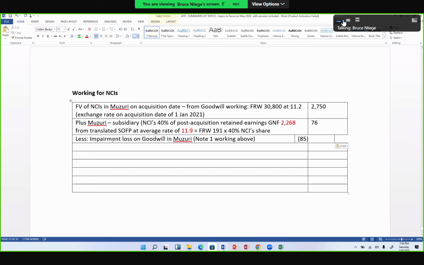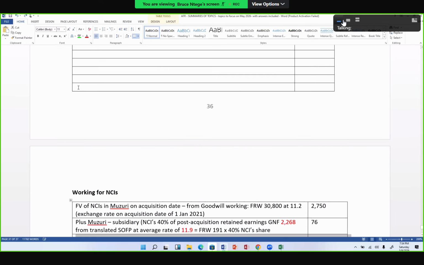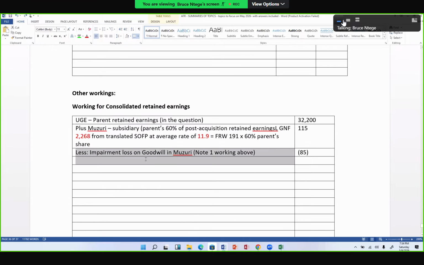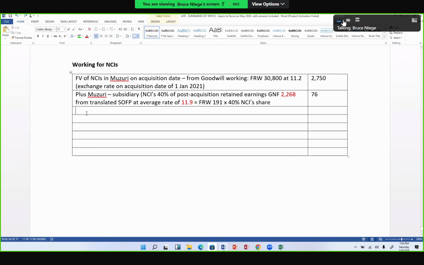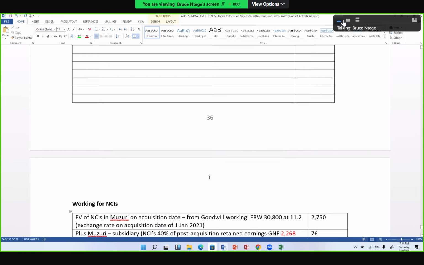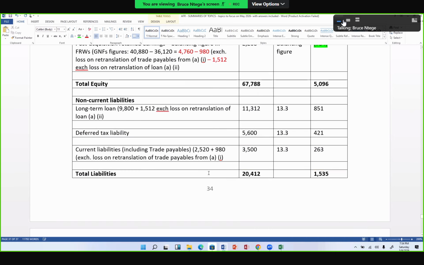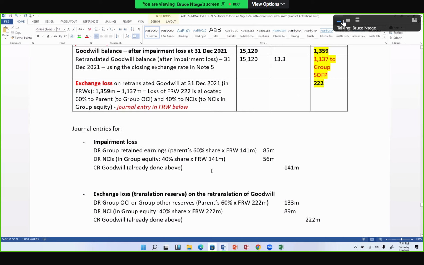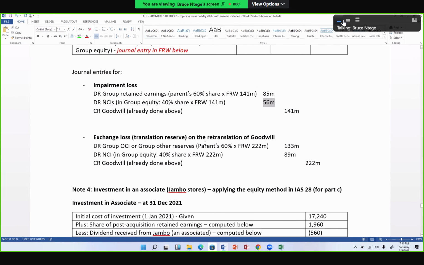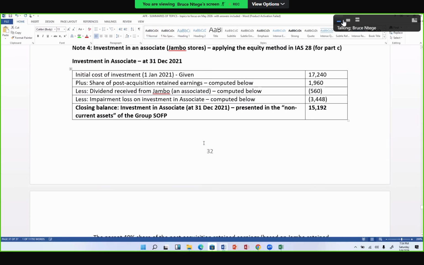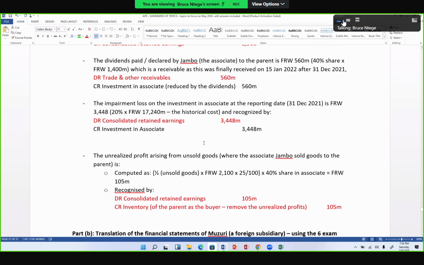Okay, I'll say impairment loss. So just pick the narrative first. Okay, so I come down here and say that also the impairment loss on goodwill in Missouri, note 1, working above. The figure we had there, remember, was 30. Was it 30? Let's see. It was 50 something. Let's go back and see. We had the 85. We had a 50 something. Yeah, 56. So the figure is 56. So I'll put that 56 down there in the working for non-controlling interest.